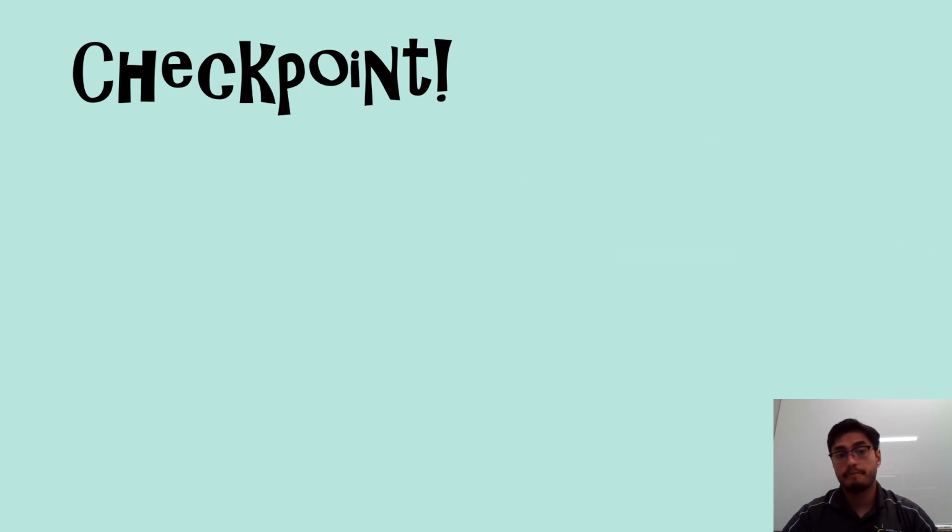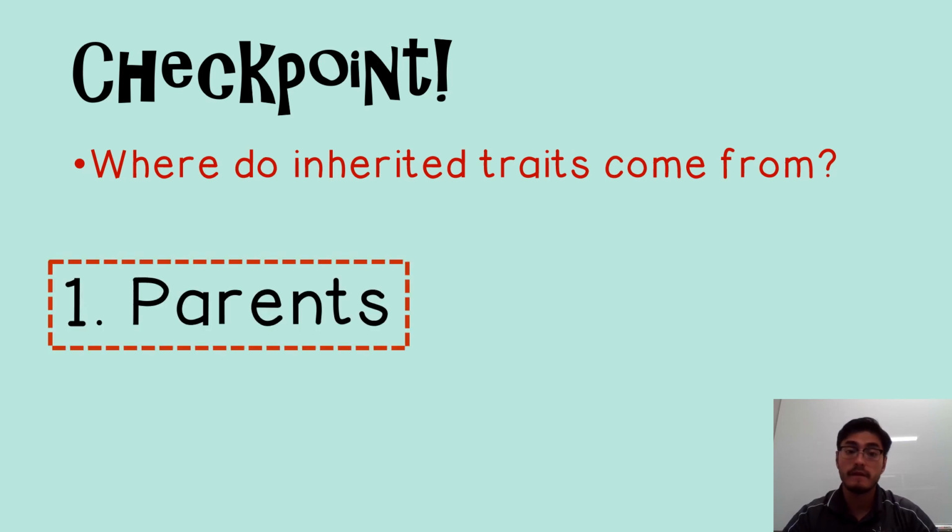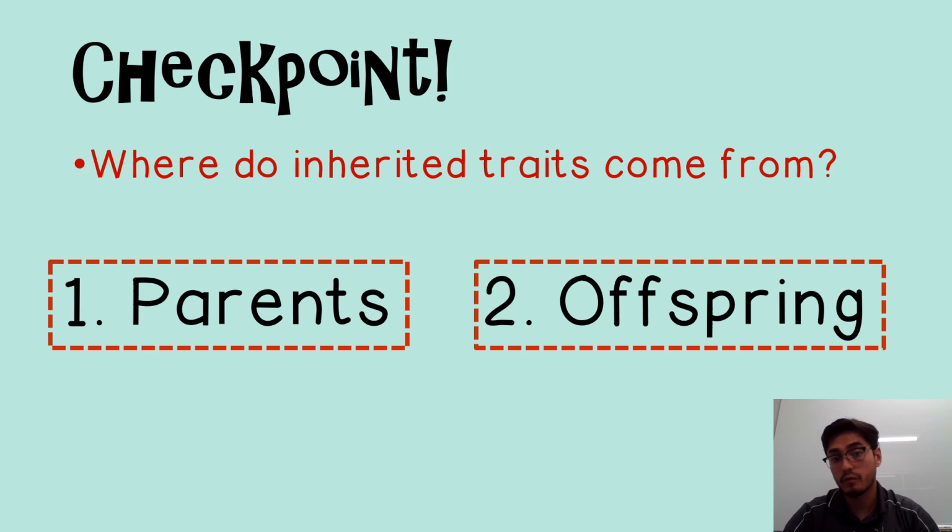Checkpoint. Where do inherited traits come from? Go ahead and pause the video, copy the question, and answer it. And then play when you're ready. Did you select either 1 parent or 2 offspring? So the correct answer here was, where do they come from? They come from their parents. I got it from my mama. I got it from my daddy.